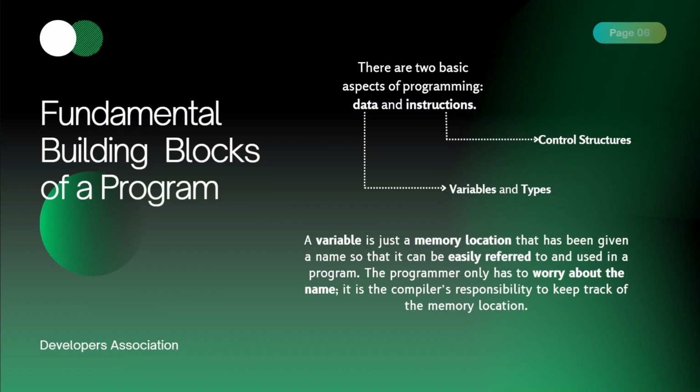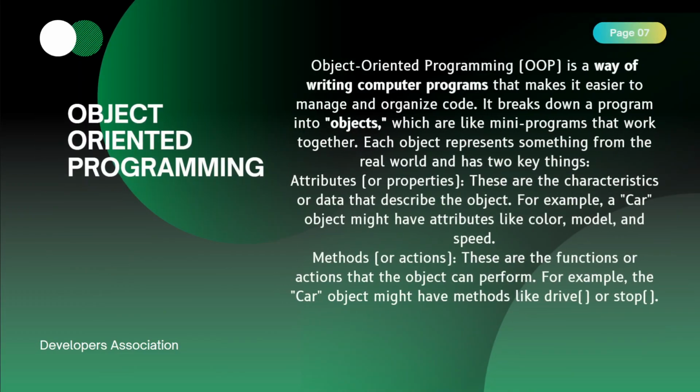Now we move toward a new topic called object-oriented programming. Object-oriented programming, or OOP, is a computer programming style that organizes programs around objects rather than logic and functions. Objects are data fields with unique attributes and behaviors. Object-oriented programming is a way of writing computer programs that makes it easier to manage and organize code. It breaks down a program into objects, which are like mini programs that work together.